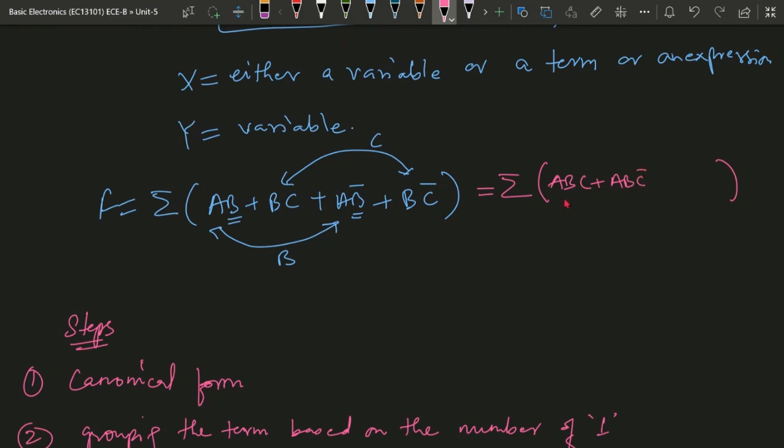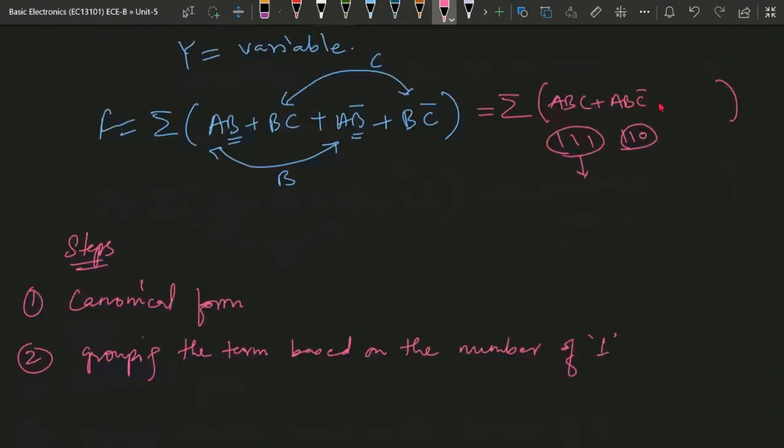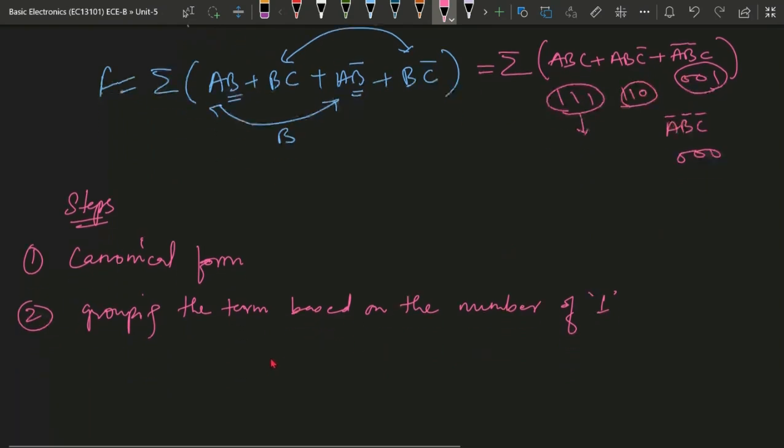So A B C is equivalent to 1 1 1. A B C bar is 1 1 0. Suppose a term A bar B bar C is there, so it is 0 0 1, so the number of ones is 1 only. Or suppose A bar B bar C bar is there in the min term, so it will be 0 0 0, so the number of ones is 0. So based on the number of ones, we will be doing the grouping. That is the second step.